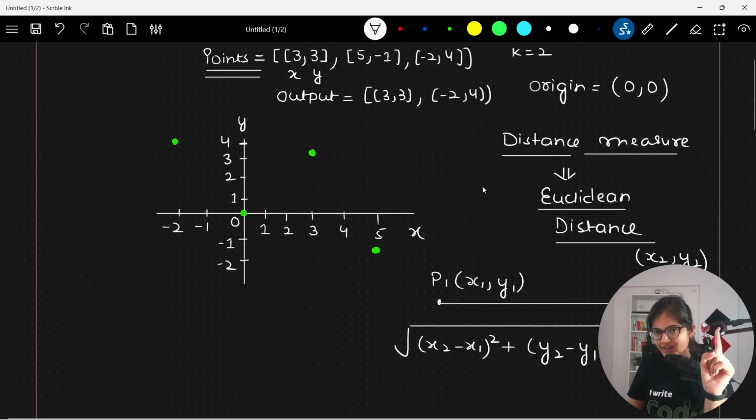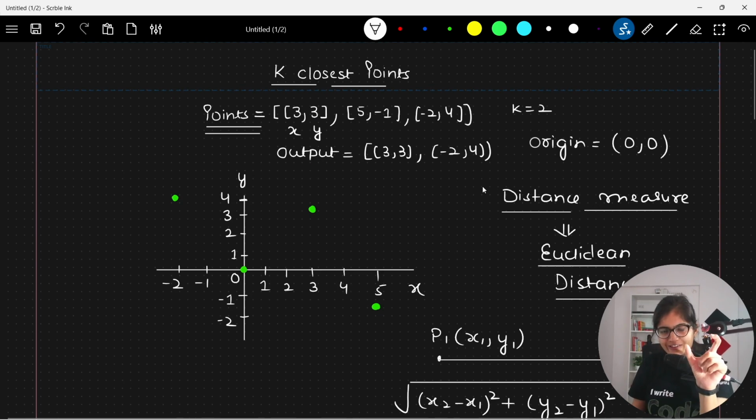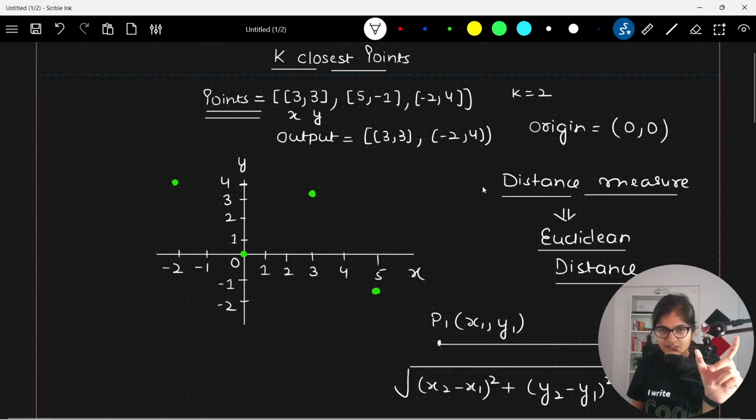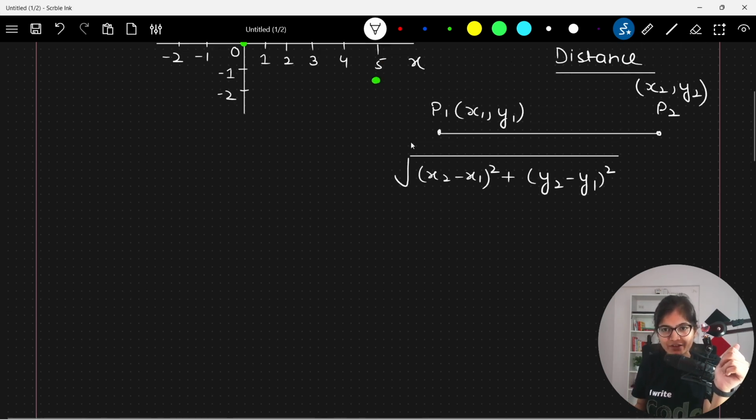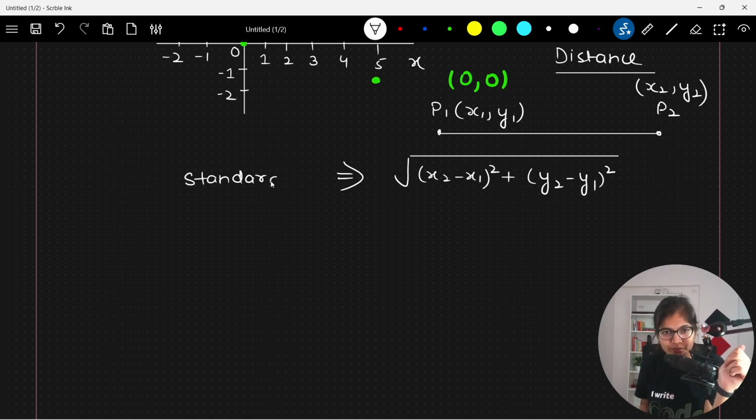Now, one point will always be, in this particular question, the origin. So consider that P1 will always be the origin, so it will always be (0, 0) in your question, right? This is the standard formula. This is something which I am saying is the standard formula.